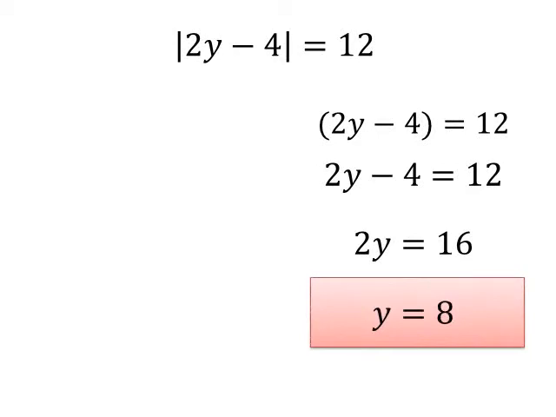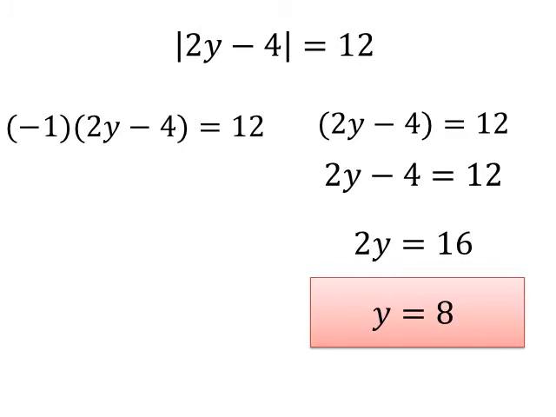That is one potential solution to the problem, but it is not the complete solution because you need to consider the case that 2y minus 4 could be a negative number. So to deal with that, we say 2y minus 4 times -1, because remember, if the value inside the absolute value bars is negative, then you multiply it by -1.